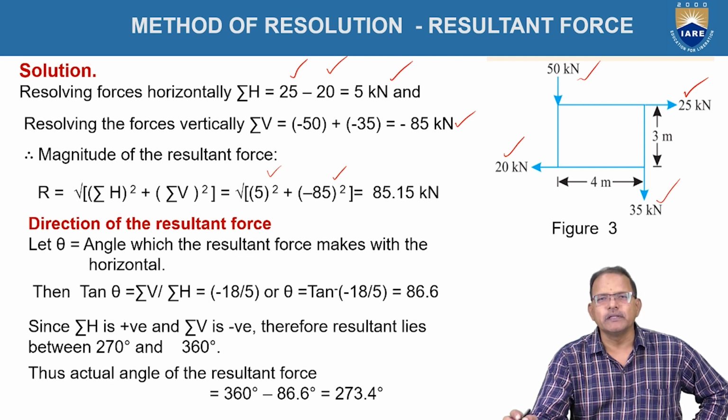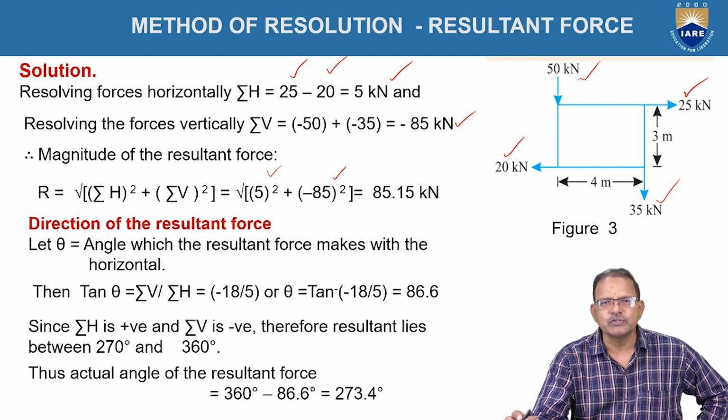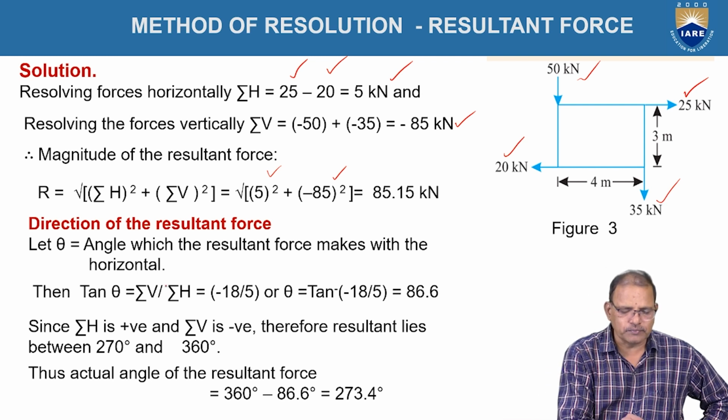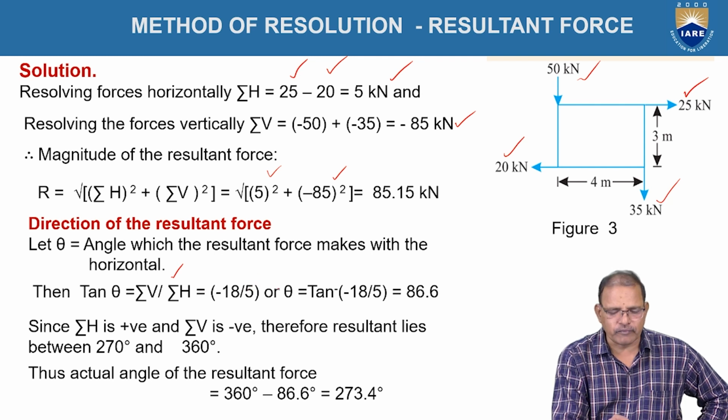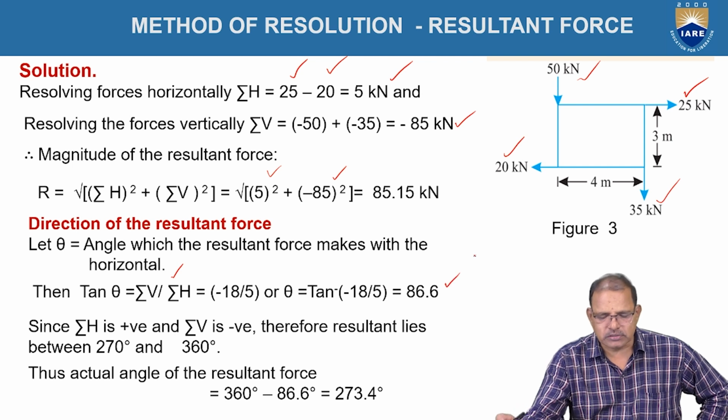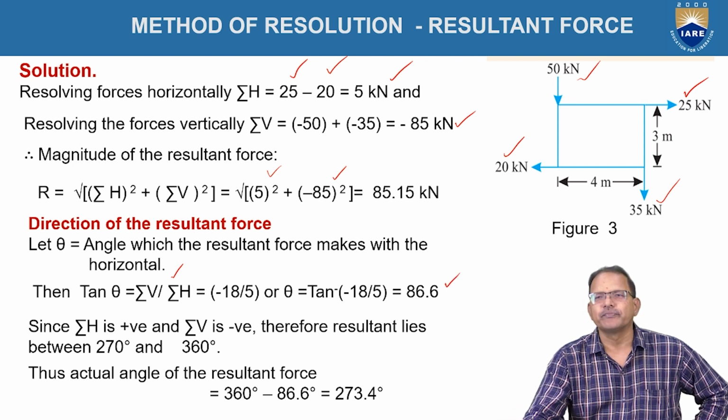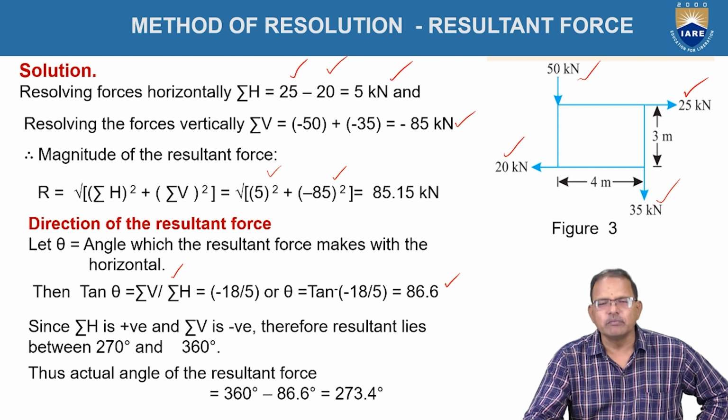Let theta represent the inclination of the resultant force with the horizontal. Then tan theta is equal to sigma V divided by sigma H, that is minus 85 divided by 5, which is equal to 86.6 degrees. But here now the sigma H is positive and sigma V is negative.